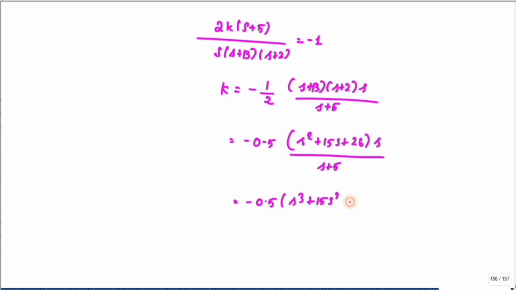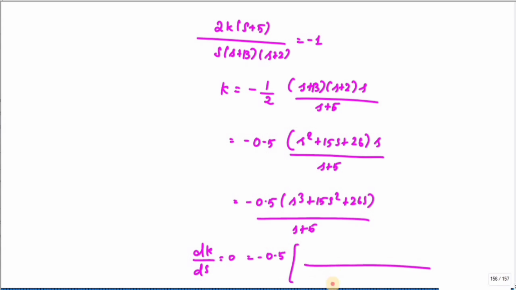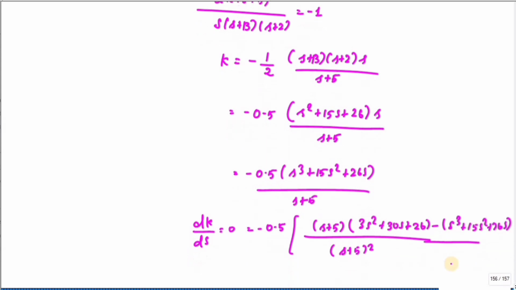That is equal to minus 0.5 into (s cube plus 15s square plus 26s) divided by (s plus 5). Now I'm going to differentiate this dK with respect to s, and I'm going to equate it to 0. So 0 is equal to minus 0.5, and then (s plus 5) the whole square. In the numerator I have (s plus 5) into (3s square plus 30s plus 26) minus that numerator term into differentiation of s, which is 1.